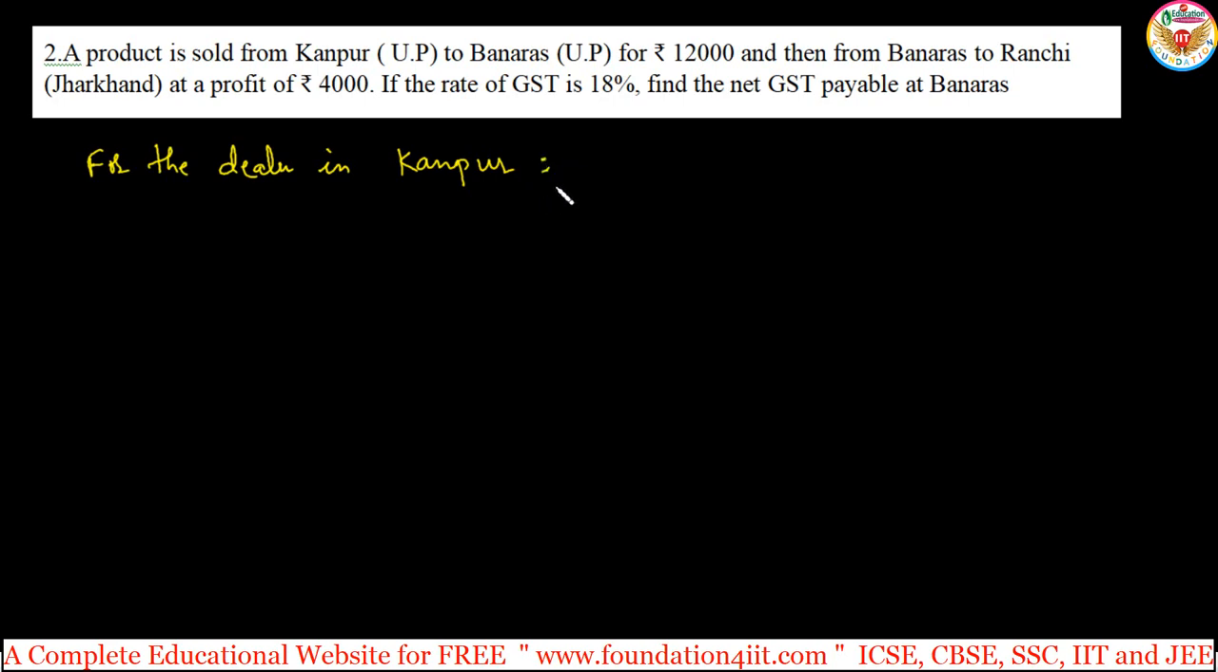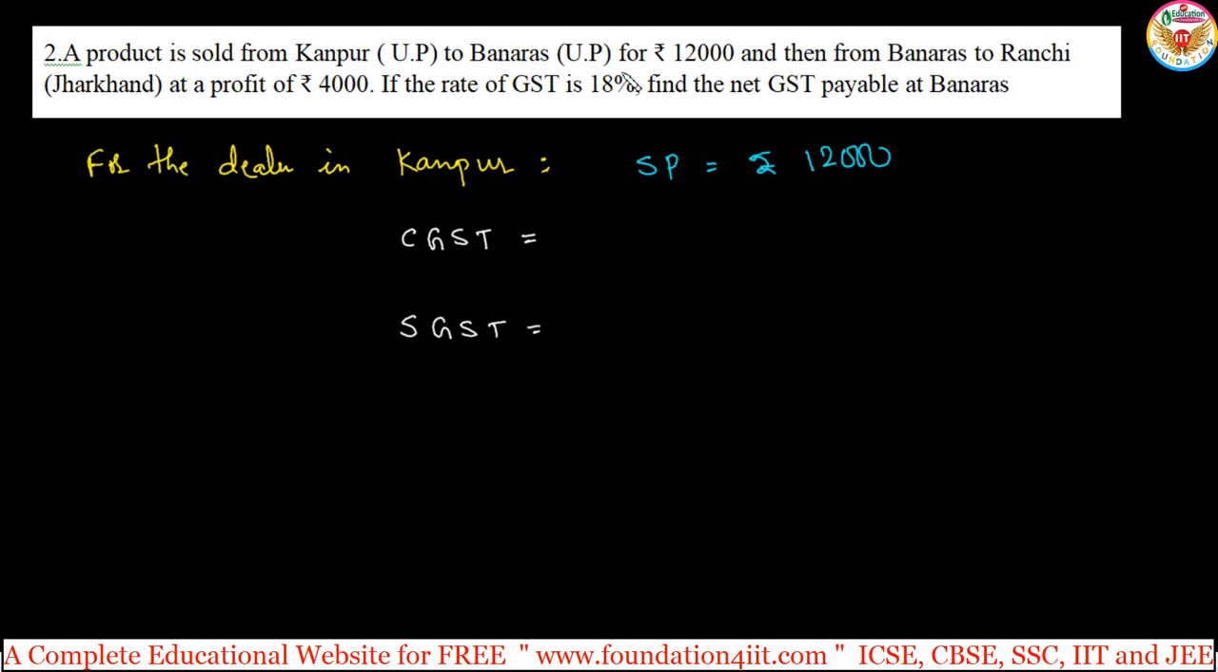So at this place, the selling price is equal to rupees 12,000. Now on this selling price only we need to find out the central tax and state tax, right? To find out the input first, central GST and at the same time state GST. Both you have to calculate.